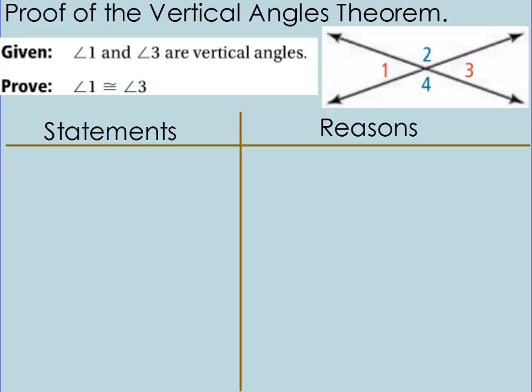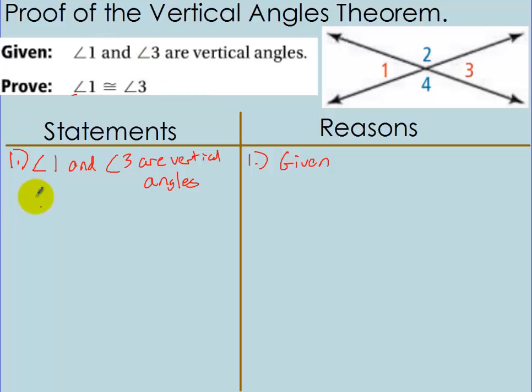This is proving the vertical angles theorem. This is like one of the first chapters where I said angle 1 and angle 3 are vertical angles, and then we're going to prove that angle 1 is congruent to angle 3. So let's begin. The first statement is our given, right? So statement 1: angle 1 and angle 3 are vertical angles. And the reason for number 1 is it is given.